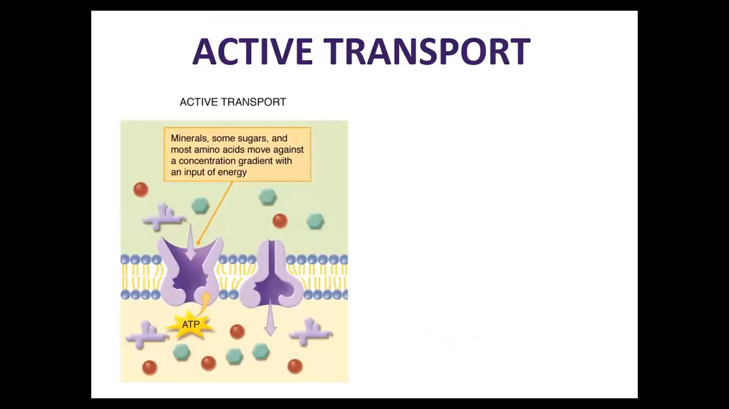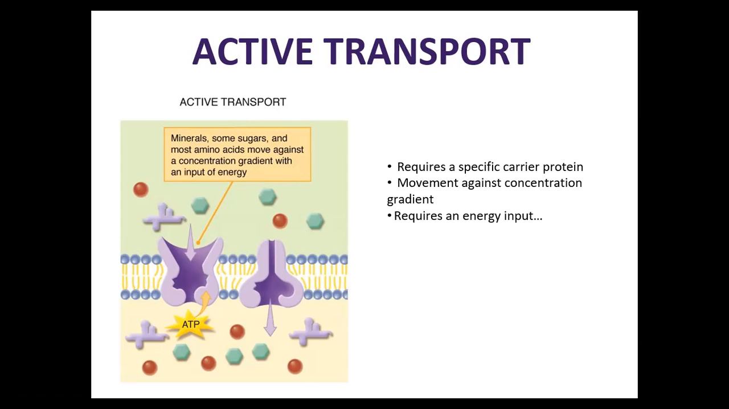Then we have active transport. Minerals, some sugars, amino acids, they'll actually move against the concentration gradient. They'll regularly be going from where there's not many to an area where there's lots. So they'll actually move against the concentration gradient. Active transport across a cell membrane requires a specific carrier protein because it needs energy. So this is always going to involve a carrier protein. And it is a movement against the concentration gradient. And this requires an energy input from respiration.